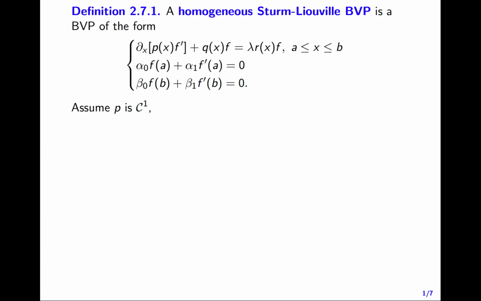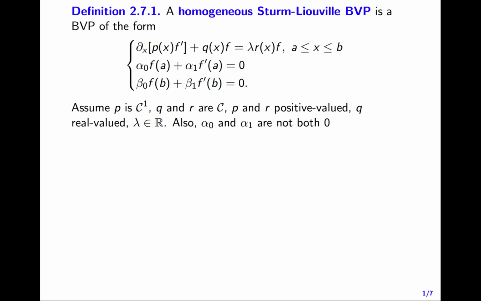P is a continuously differentiable function on a to b. Q and r are continuous functions on a to b. P and r are both positive valued functions. Q is real valued. So in particular, all three of our functions, p, q, and r, are real valued. And lambda is a fixed real number.